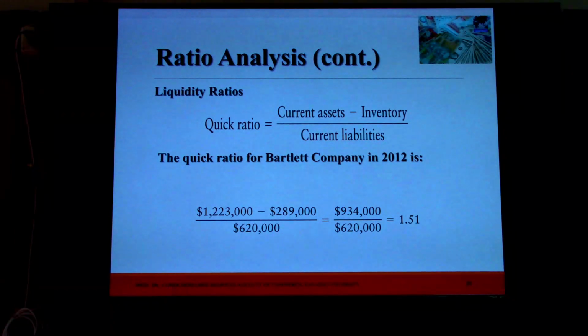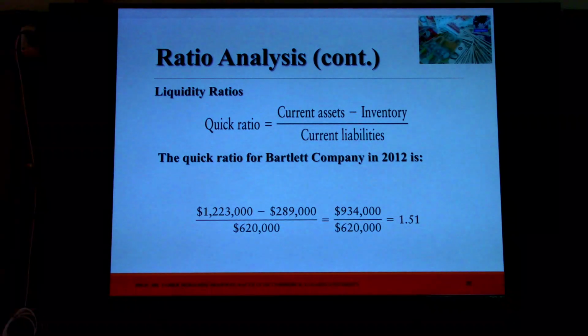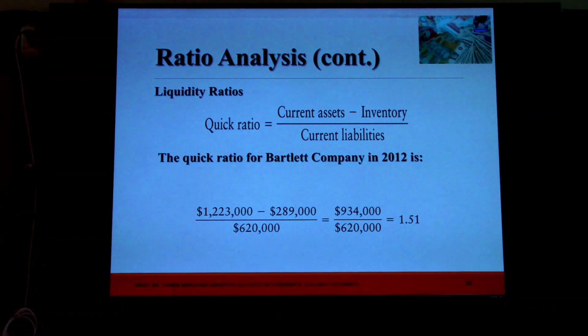Therefore, most people prefer another type of ratio for measuring liquidity over a short term, which is called the quick ratio. What is the quick ratio? In this ratio, we exclude the inventory from the current assets. So it is equal to current assets minus inventory divided by current liabilities. In our example, we take the current assets from the balance sheet minus the inventory, and divide by current liabilities. This is equal to 1.51.